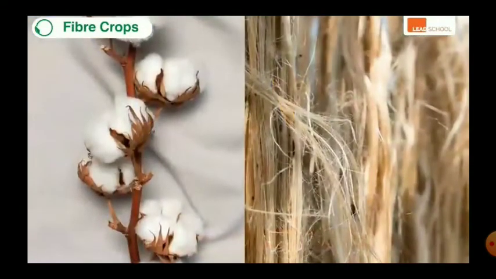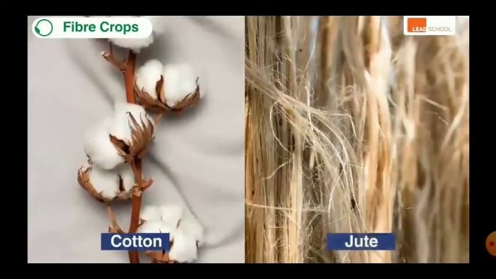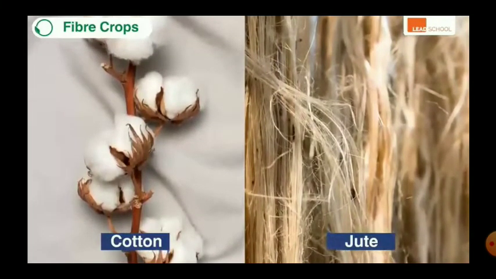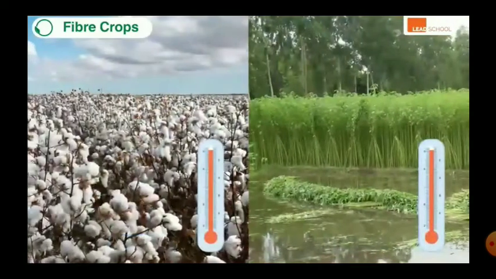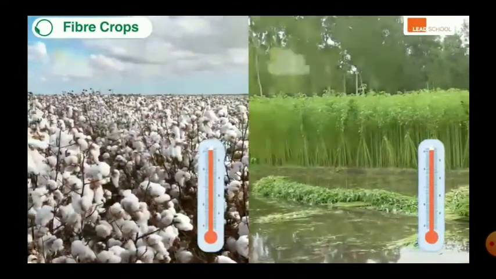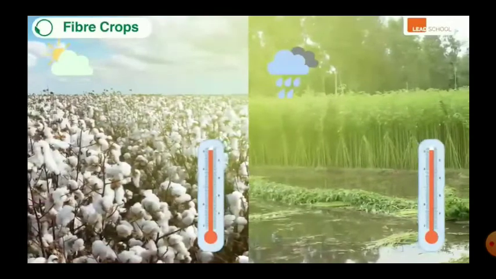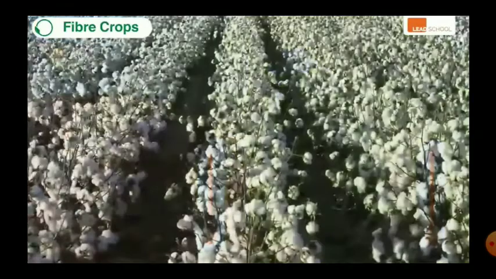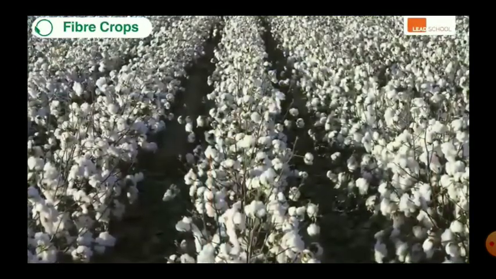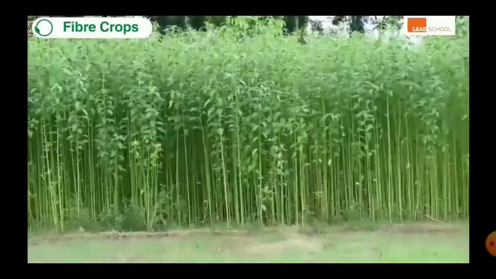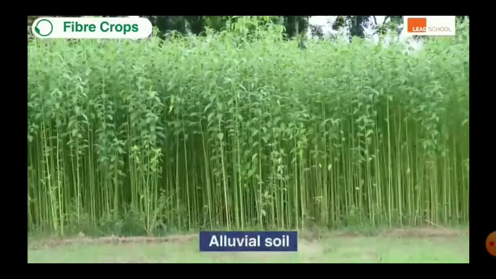Next, we have fiber crops such as cotton and jute. Let's understand the type of climate suitable for growing them. While both the crops grow well in areas having a warm climate, jute needs much higher rainfall than cotton. As far as soil is concerned, cotton grows well in black and alluvial soils, and jute grows well in alluvial soil.